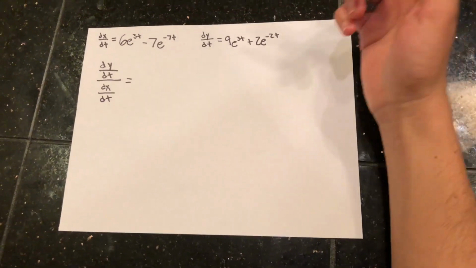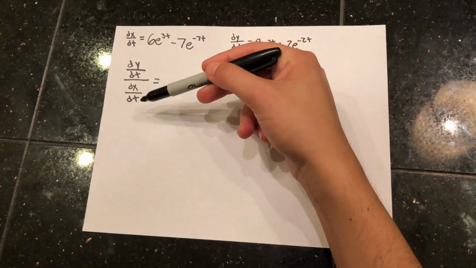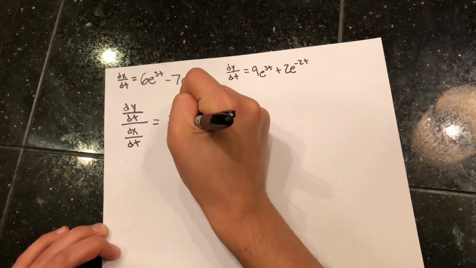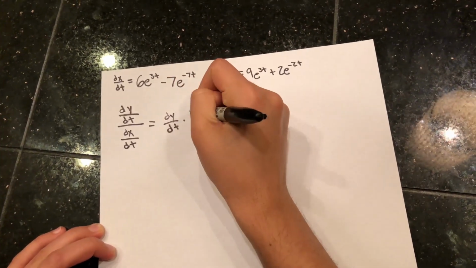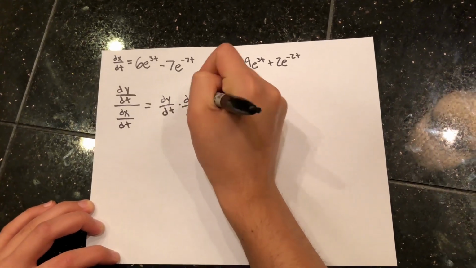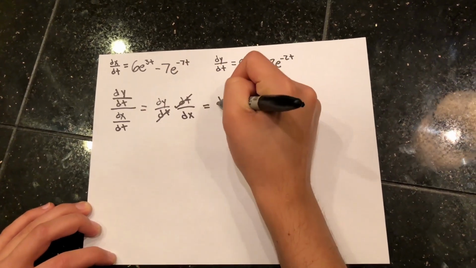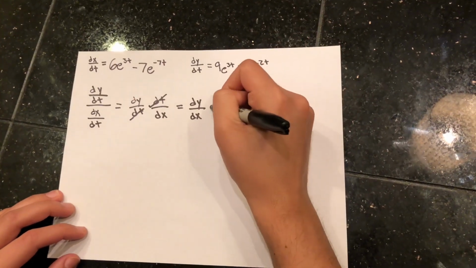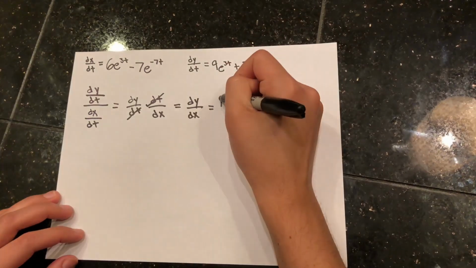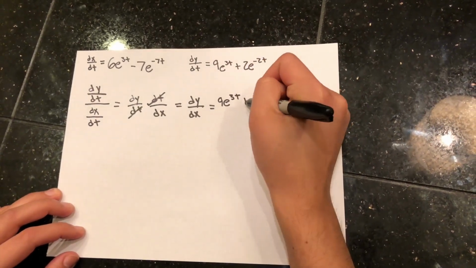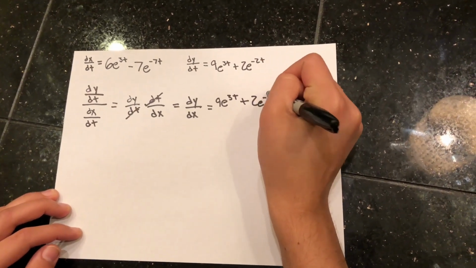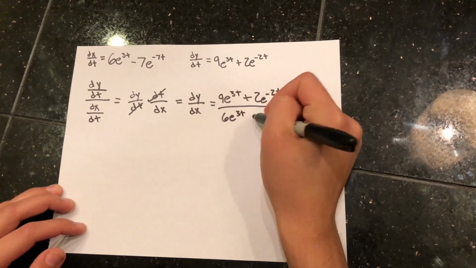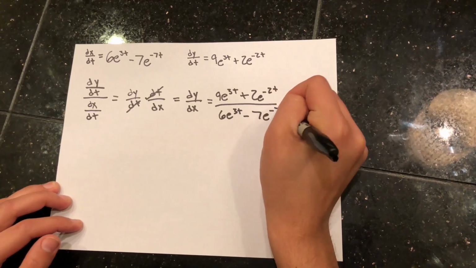So, to find dy over dx, you do dy over dt over dx over dt. Now, you flip the guy and multiply. So you get dy over dt times dt over dx. And then these two cancel out, and you're left with dy over dx. So, now we just plug in these two, and dy over dx is equal to 9e to the 3t plus 2e to the negative 2t all over 6e to the 3t minus 7e to the negative 7t.